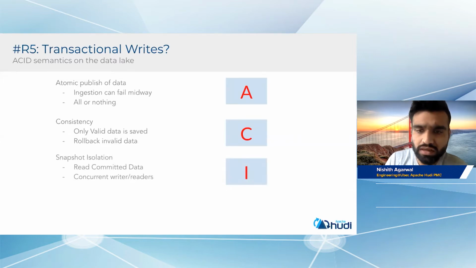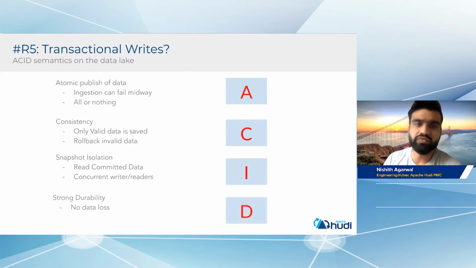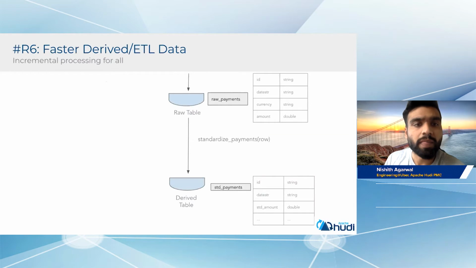Snapshot isolation. So I stands for isolation. You want to be able to only expose read committed data to users, while at the same time you can have concurrent writers and readers accessing that data. You don't want data that is dirty to be exposed to users, where different users get different values. And finally, you want durability, because we don't want data loss. And so meeting all of these requirements will help us create an ACID semantic data lake.